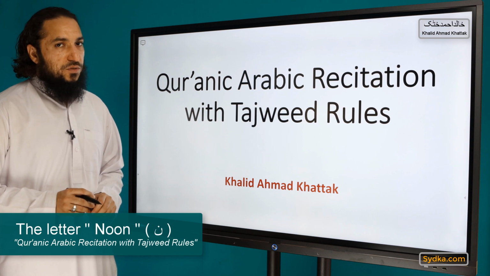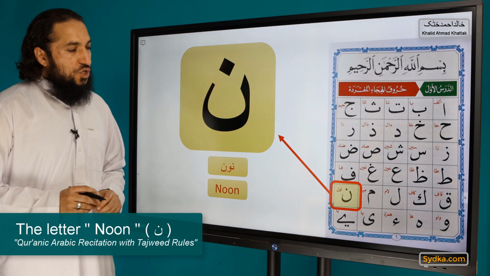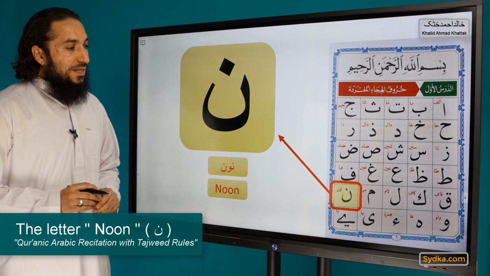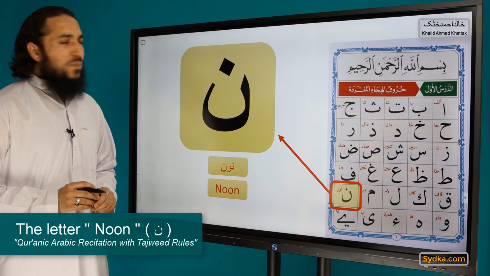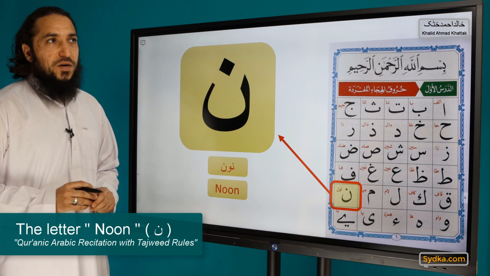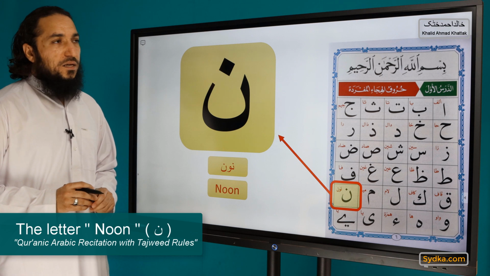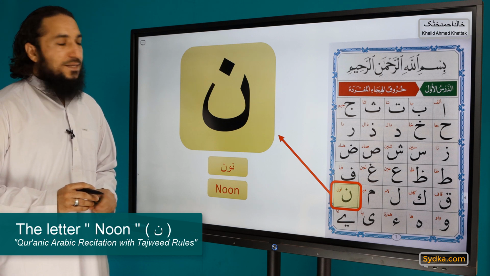Welcome back to another session of Qur'anic Arabic Recitation with Tajweed Rules. In this session we will be studying another letter of the Arabic alphabet, and that is called Noon. It is called Noon and the sound is N. N. Noon. N.